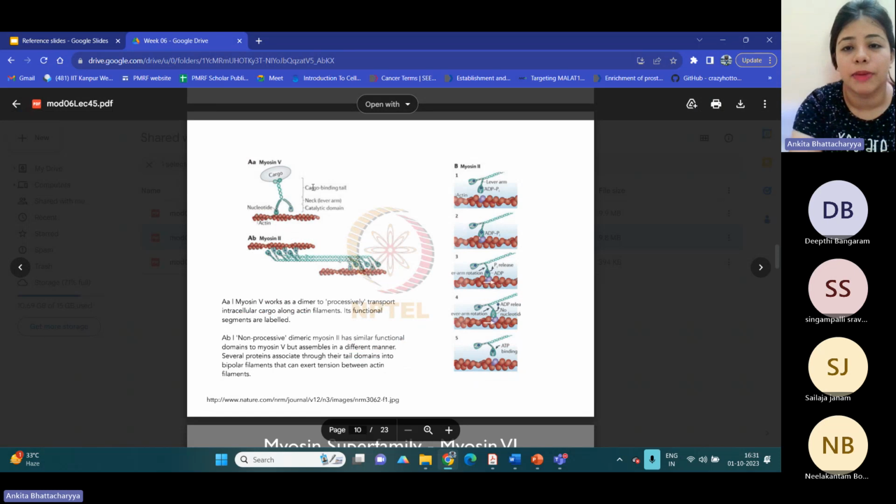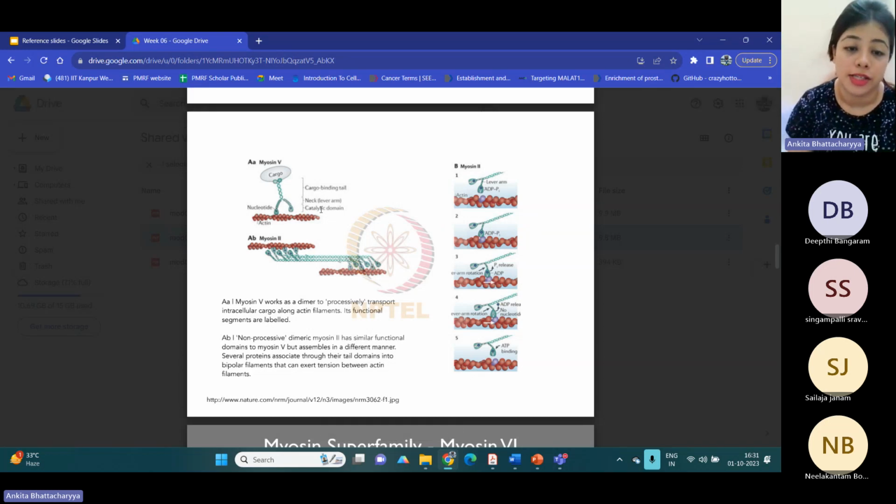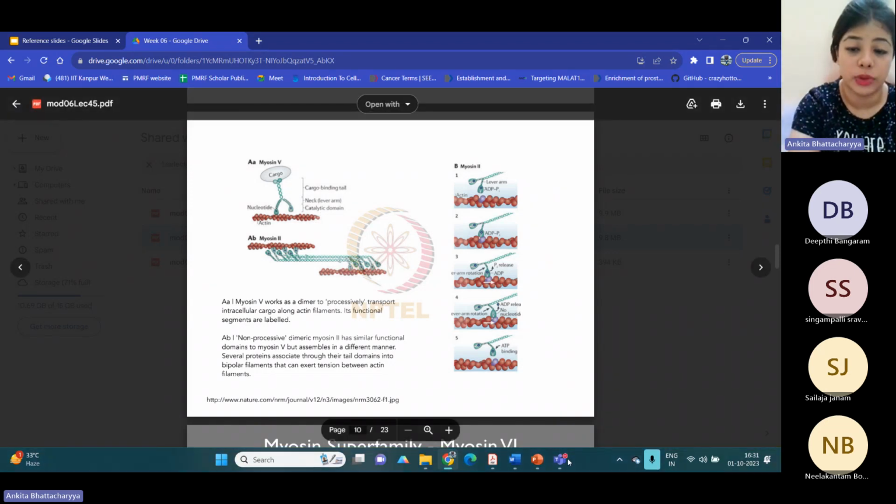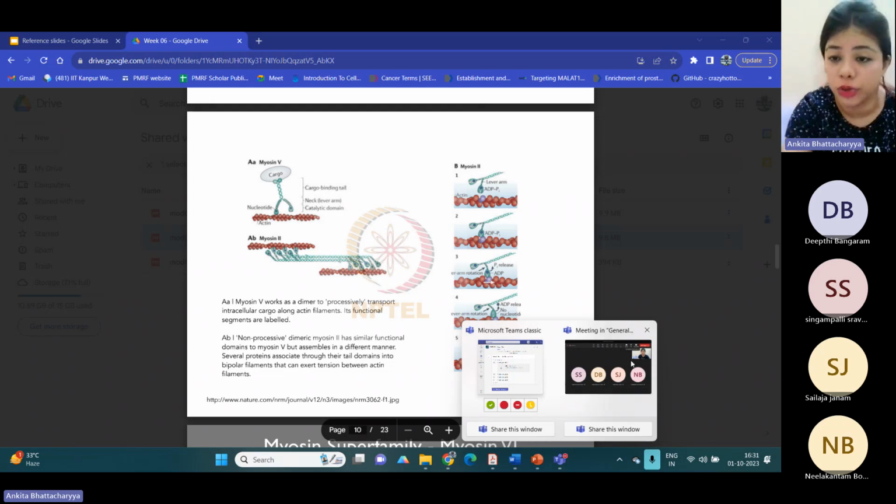Then you have myosin 5 and myosin 2. Myosin 5 usually works as a dimer that processively transfers intracellular cargo along the actin filaments. And this is the non-processive dimeric myosin 2, which has similar functional domains, but a different form of assembly. Several proteins associate through the tail domains into filaments that can exert tension between the actin filaments. So, like I said, along the myosin family, different myosins will have different jobs. If you want, you can also go over the different types of intermediate filaments, their different charges or nature, and how that difference is leading to the difference in their functional roles as well.